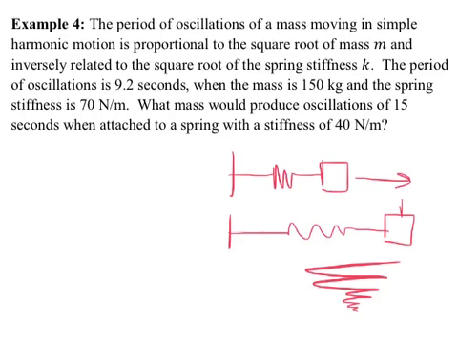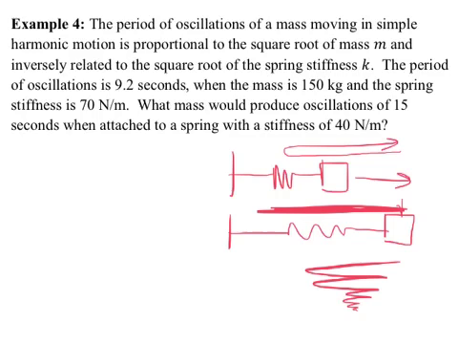When you let go right here, it would oscillate back and forth, back and forth, over and over again. And the period of oscillations is the time it takes, when let go, to oscillate once and then get back to its original spot. So that's what we're trying to find out, the time.